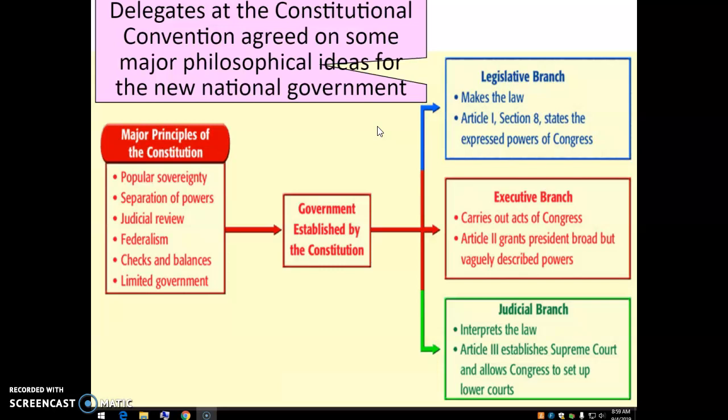Federalism, the idea that states still have power. Okay, the states are not the supreme power, but they still do have power and they do have sovereignty. Checks and balances, that each branch should be checked on by the others, and again, limited government, that there should not be an overarching government in your lives.